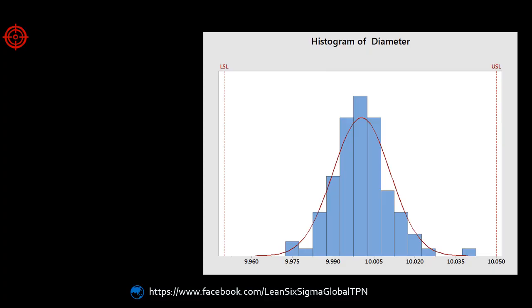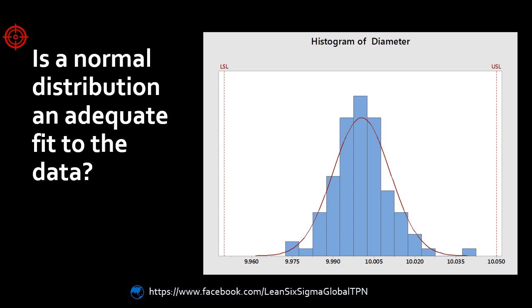In the last lesson, we learned that some capability indices require process data to follow a normal distribution. It's crucial that we check this assumption before calculating capability indices.